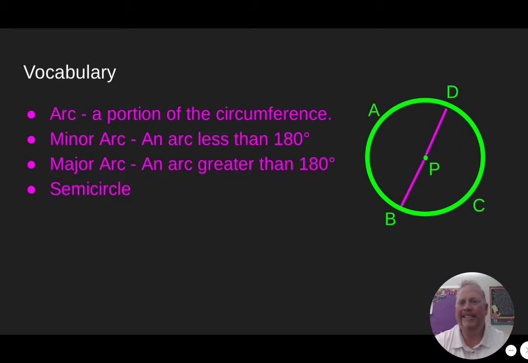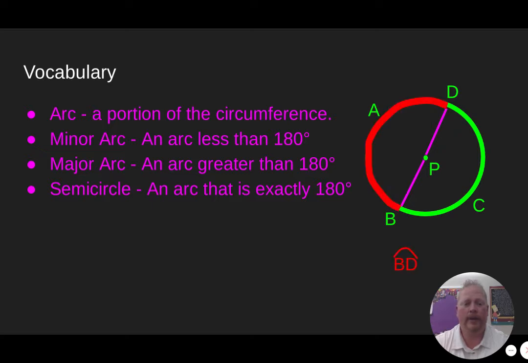Next thing to know is a semicircle. A semicircle is basically just half of the circle. So if I said an arc that's exactly 180 degrees. So here I've got arc BD.